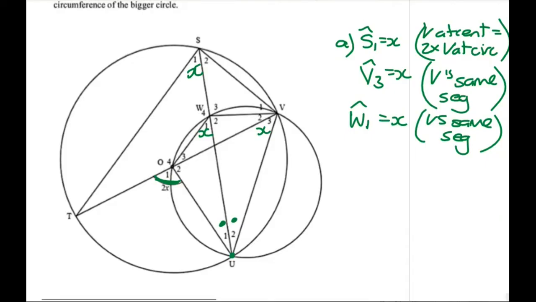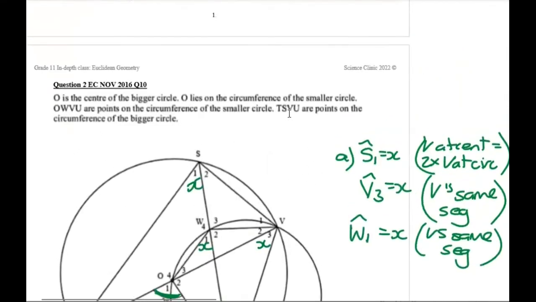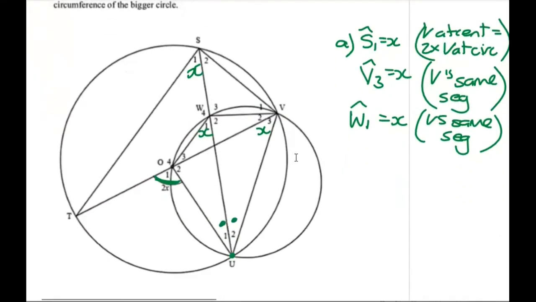Okay, so we've got Henry saying surfer dude. So glad my lingo is rubbing off on you guys. Unfortunately, they didn't tell us we had tangents. I don't think. Let me just, unless I missed it. O is the center of the bigger circle. O lies on the circumference of the smaller circle. Those are points on the circumference of the smaller circle. TSVU are points on the circumference of the bigger circle. So yeah, we don't have tangents, so we can't use the surfer dude.